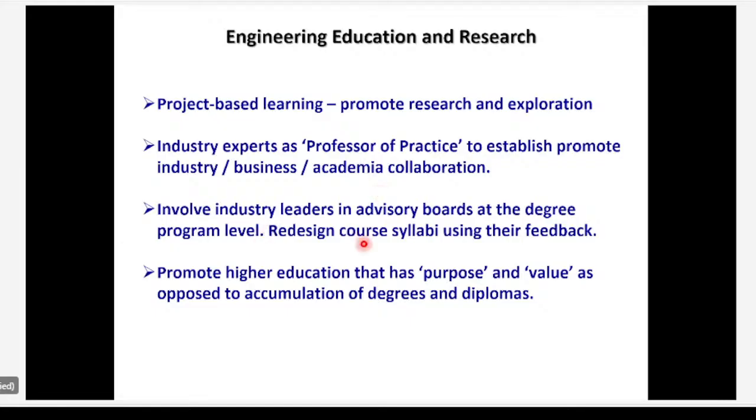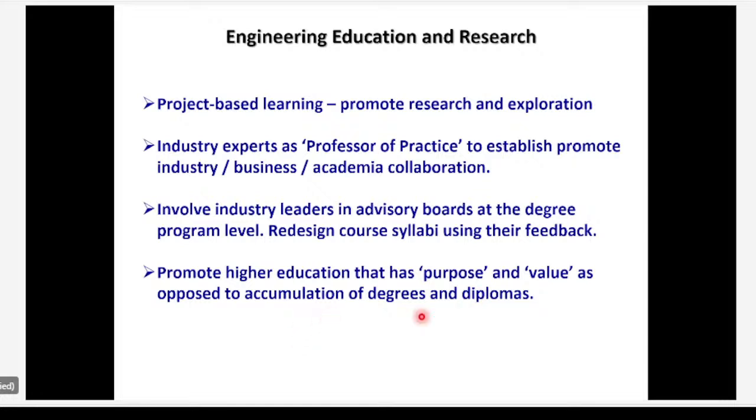Also involve industry leaders and advisory boards, not just at the university level, but at the program level also. So like in our case, we have our Department of Engineering and Technology and 5 or 6 degree programs. Each of those degree programs, mechanical or this and that, has an advisory board in which we have faculty and people from industry. So we redesign our curriculum so that we can incorporate industrial practitioners' needs in our courses.